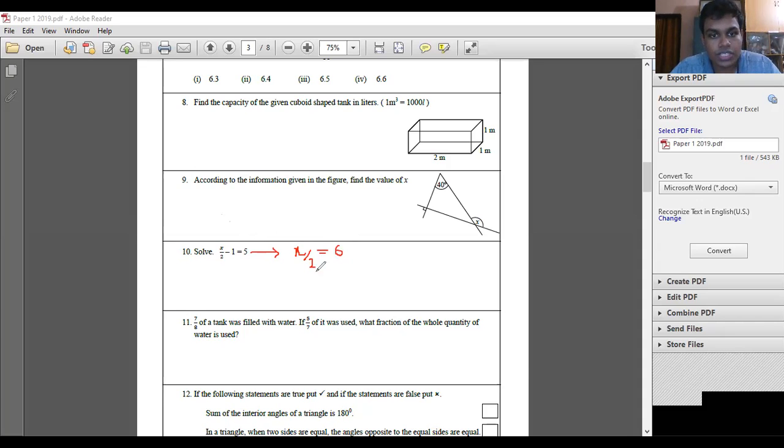5 plus 1 will give you 6. This will be cross multiplied. Then the answer will be 12.